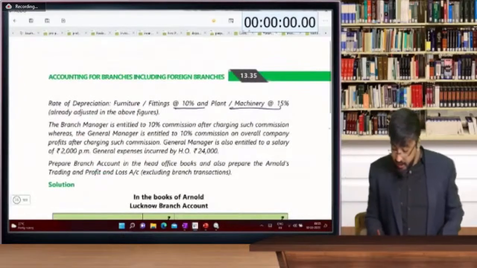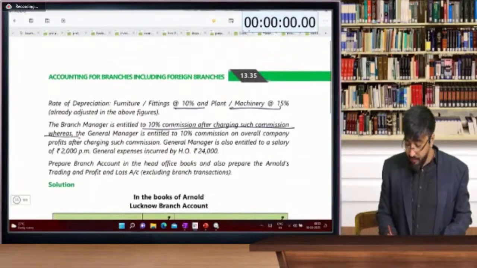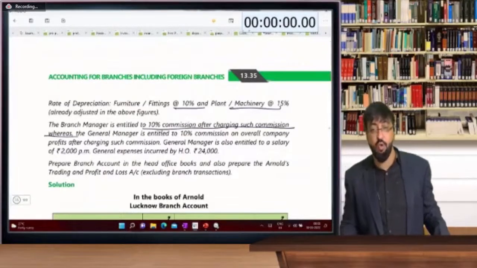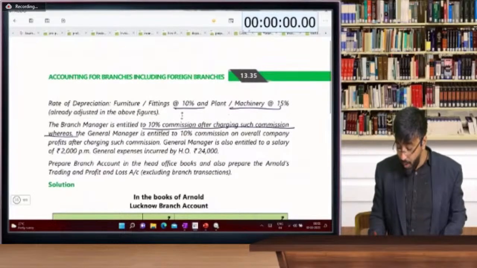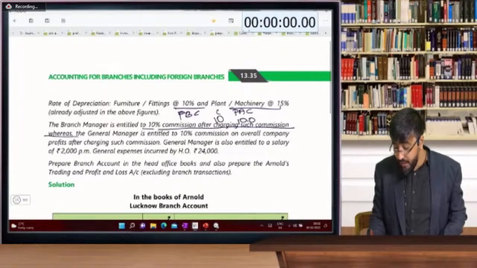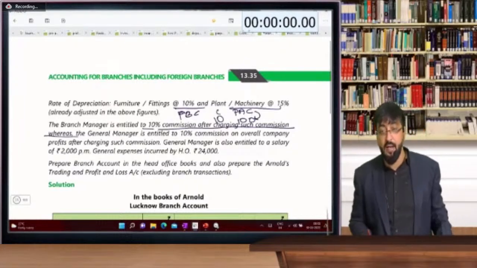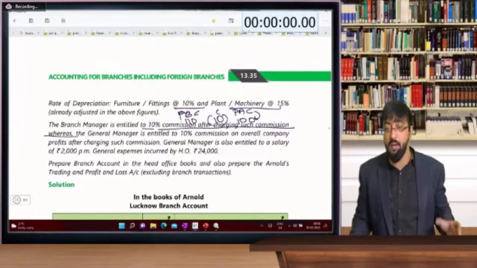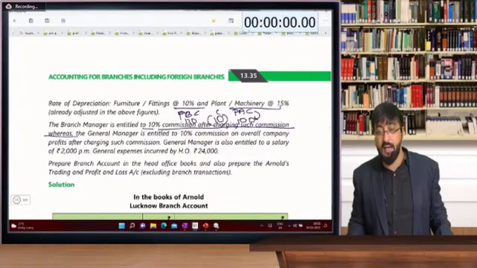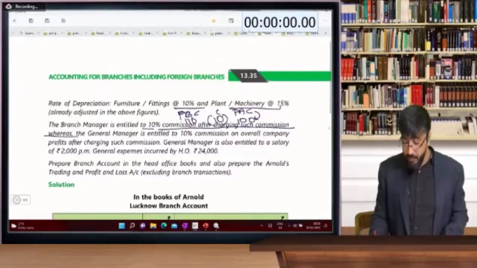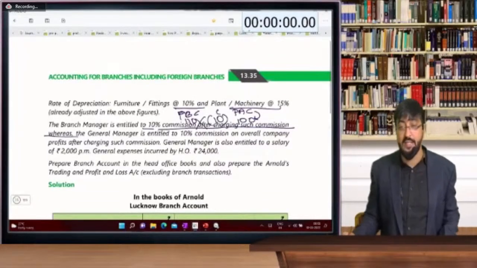The branch manager, now this is something which is a new adjustment, 10% commission after charging such commission. So after charging such commission, profit before commission is 100... profit after commission is 100, so profit before commission is 110. See, before commission, your profit is more. So 110 minus 10 is 100. So whatever amount you get, profit before commission multiplied by 10 upon 110 will give you the calculation of commission.